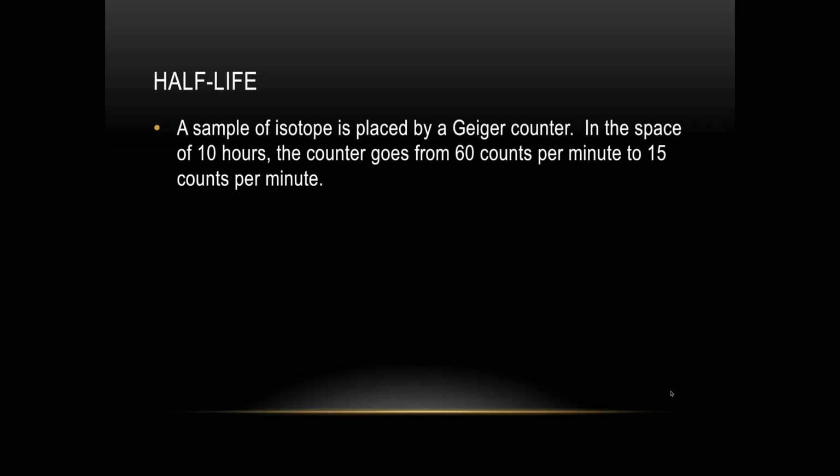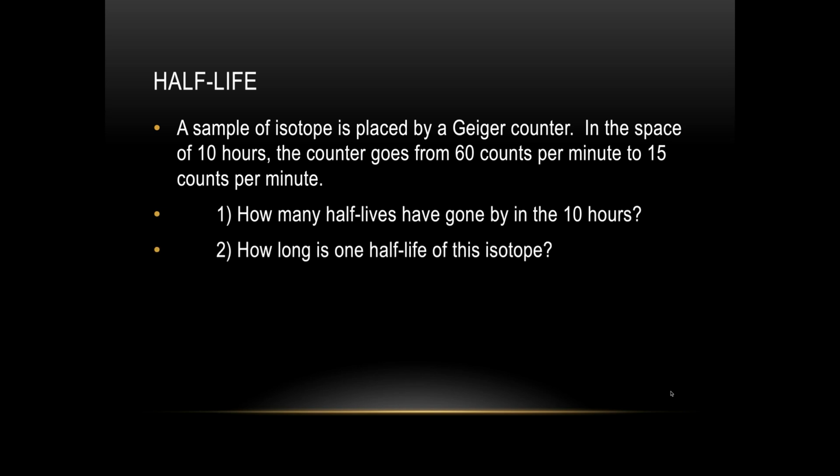So, how do we find the half life of an isotope? Well, we take an isotope, we place it by a Geiger counter, and we count how many counts per minute the Geiger counter is recording. And when the amount of counts per minute is cut in half, then one half life has gone by. So, for example, if we're starting with 60 counts per minute, our first half life will go by when it hits 30 counts per minute. And then a second half life will go by once it hits 15 counts per minute. So going from 60 counts per minute to 15 counts per minute would be 2 half lives.